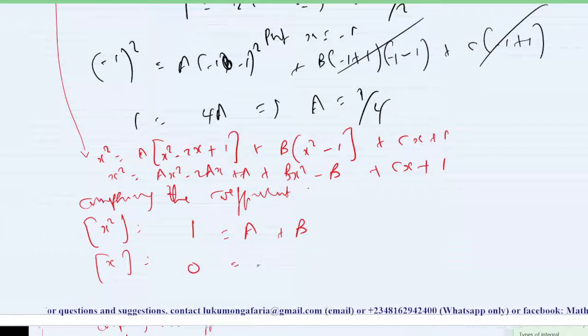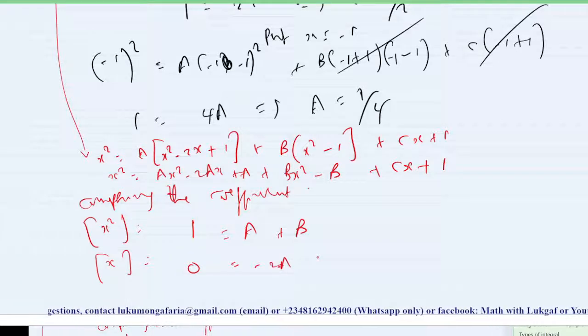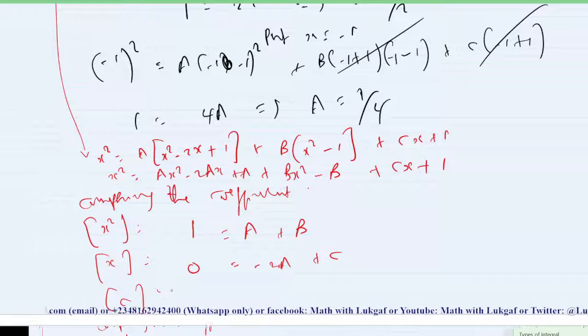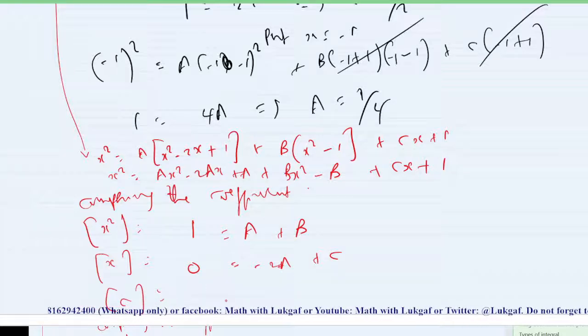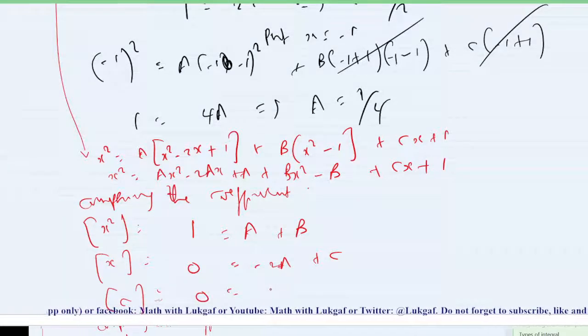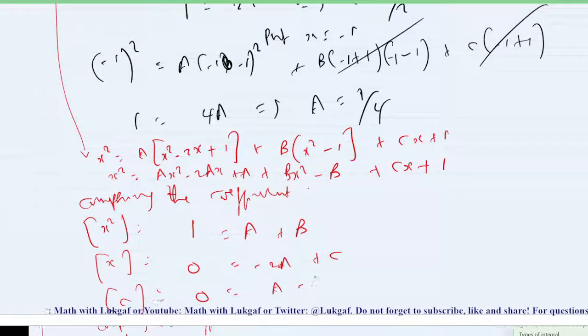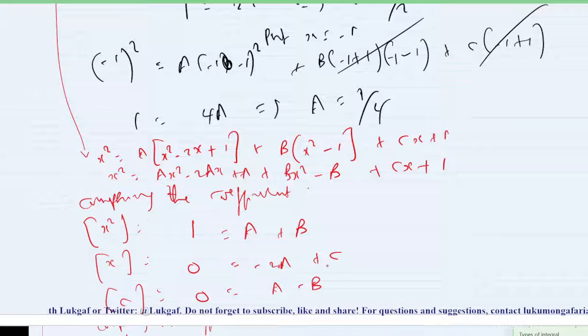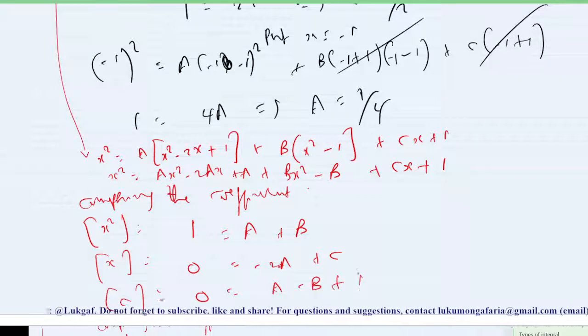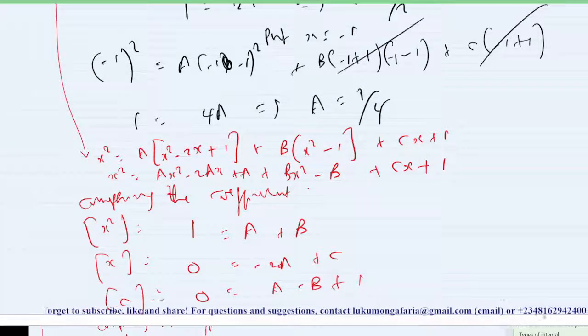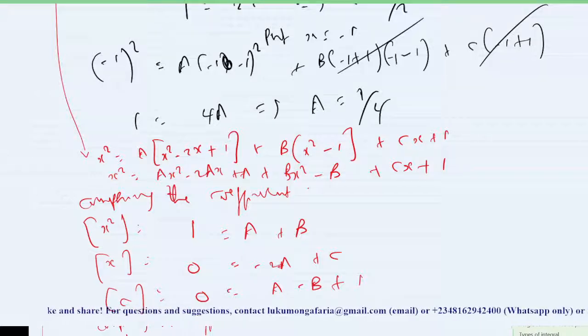So then on the right hand side is -2a plus c. You understand? And you take the constant as well. The coefficient of the constant on your left hand side is 0, and on the right hand side it is a minus b plus 1. A minus b plus 1.